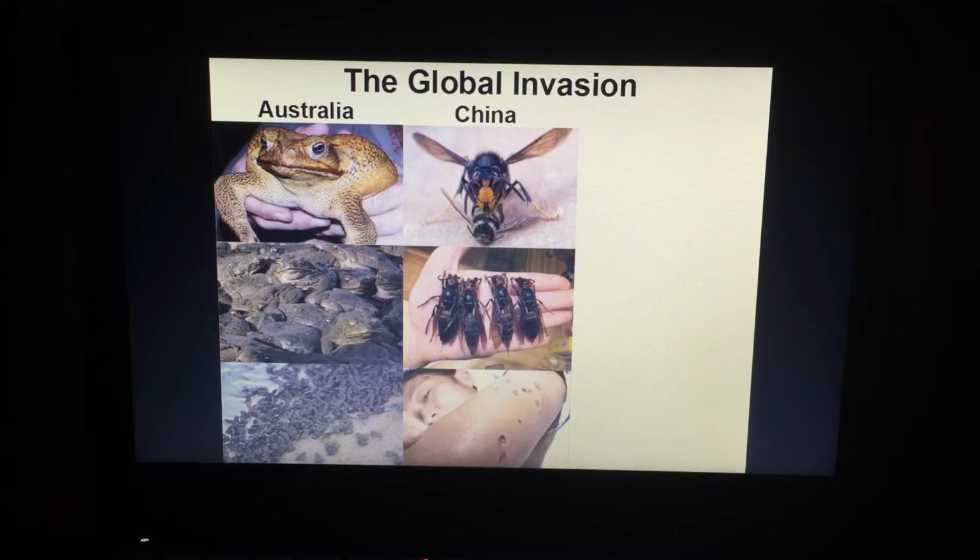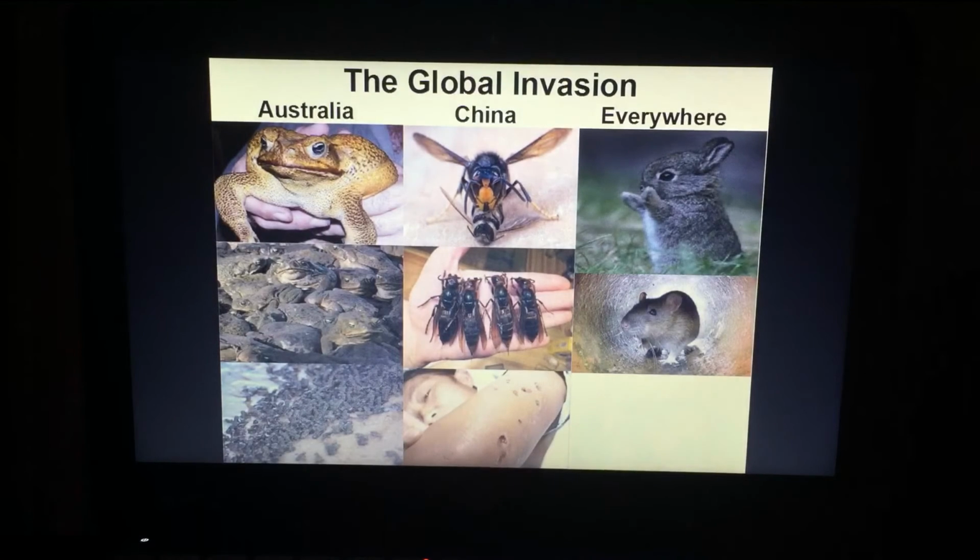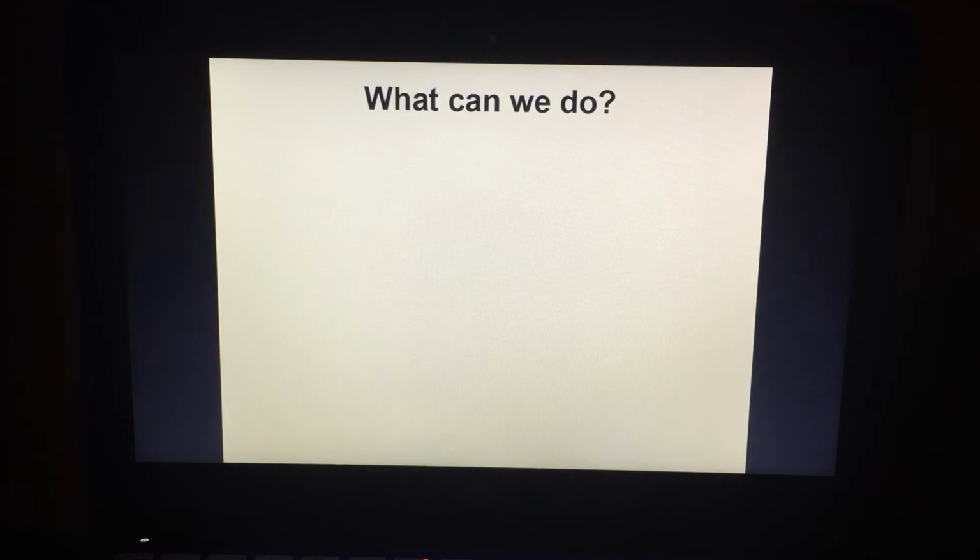You can find the European rabbit on every single continent except for Antarctica, as well as Norway rats, also known as brown rats or sewer rats, originally from China, can now be found on every continent of the world except Antarctica. So what can we as individuals do about invasive species?